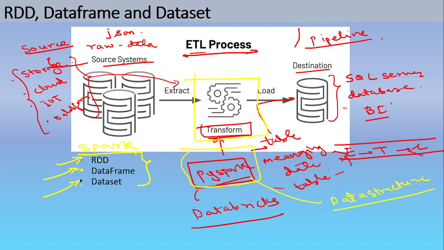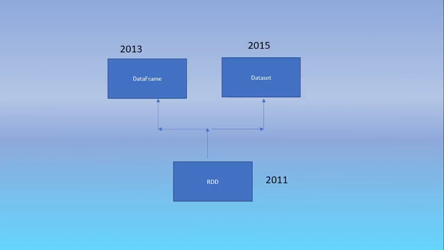One of the core and oldest data structures is the RDD. Then we have DataFrame, then we have Dataset. To do transformation, we need a data structure, and those data structures are nothing but RDDs, DataFrames, and Datasets. Now you should know what RDD means. I'm talking so much about RDD. What is RDD? Let me go through it.